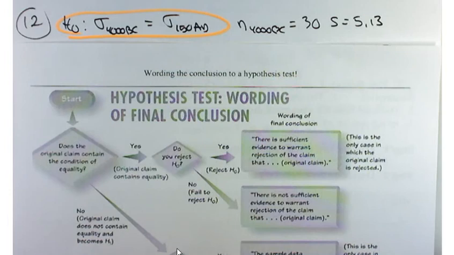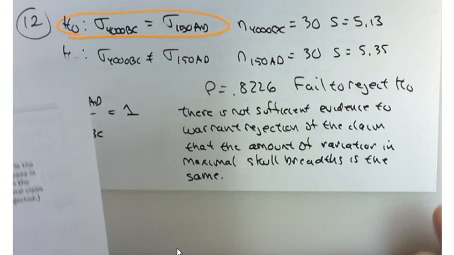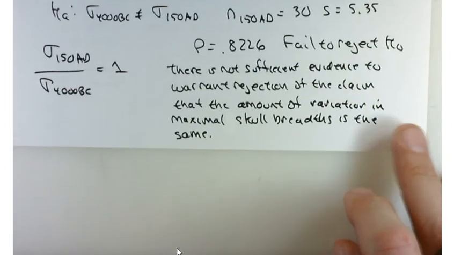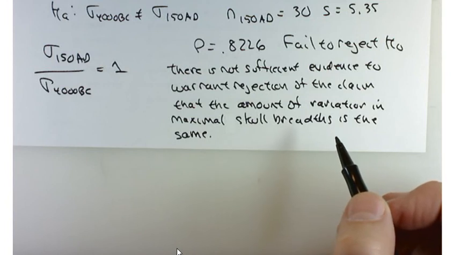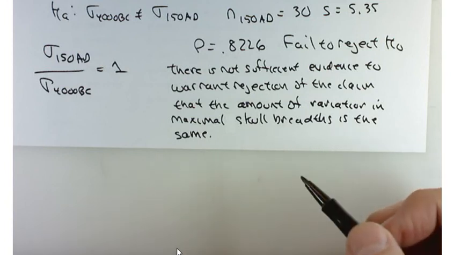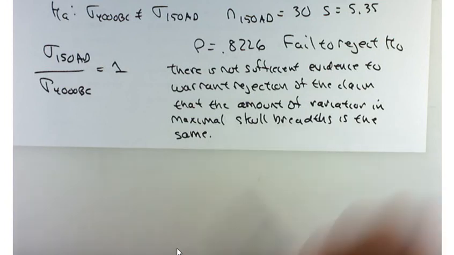So, who wants to give this one a shot? What did you write for your conclusion? Meredith, thanks for volunteering. I said there's not sufficient evidence to warrant rejection of the claim that the variation of maximal skull breadth of 4000 BC is the same as the variation in 150 AD. Perfect. Beautiful. Even better than mine.